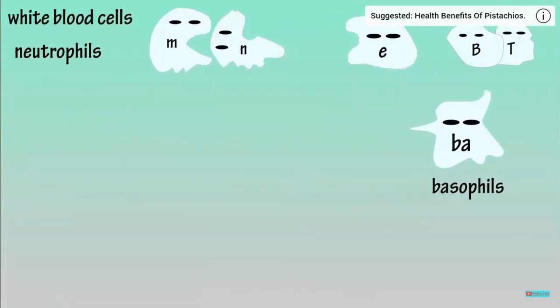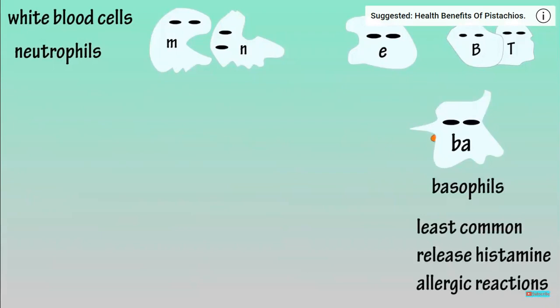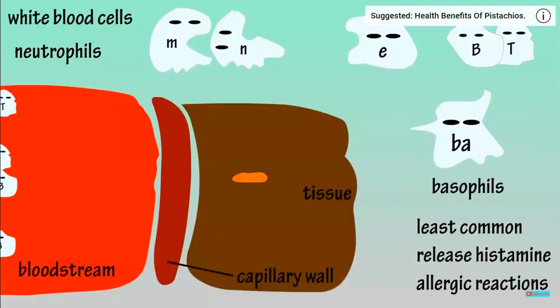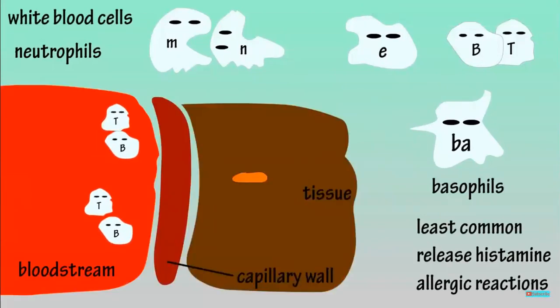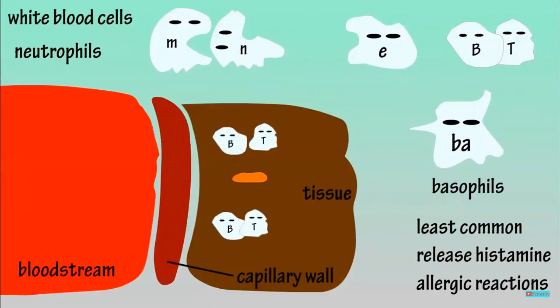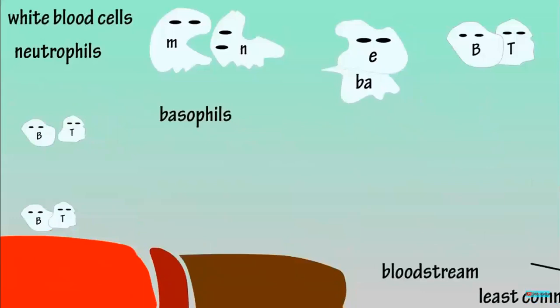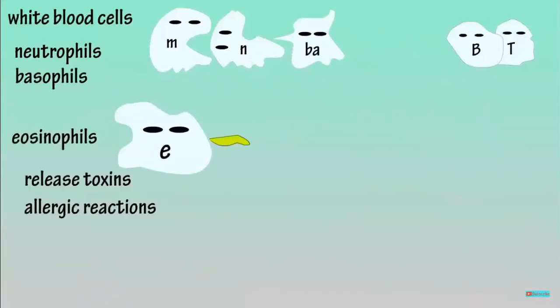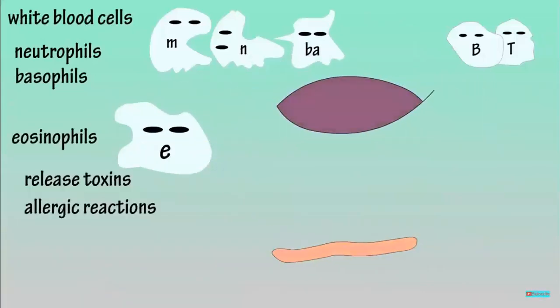Basophils are the least common of white blood cells, and they release a substance called histamine, which signals other white blood cells to their location and also triggers the capillaries to open up and allow these extra white blood cells into the tissue to join the fight. Basophils also play a key role in allergic reactions. Eosinophils can release toxins which kill pathogens such as parasites and worms that are too large to be engulfed by any one white blood cell. Eosinophils also play a key role in allergic reactions.